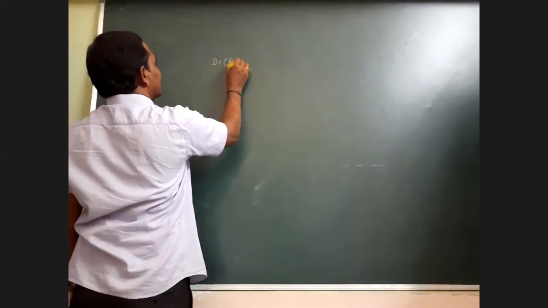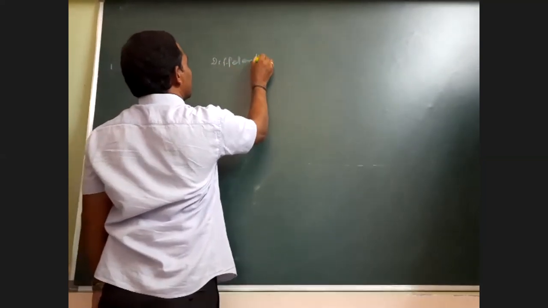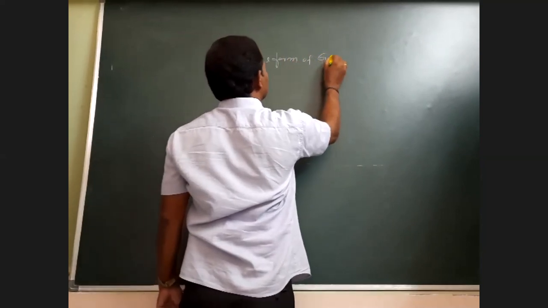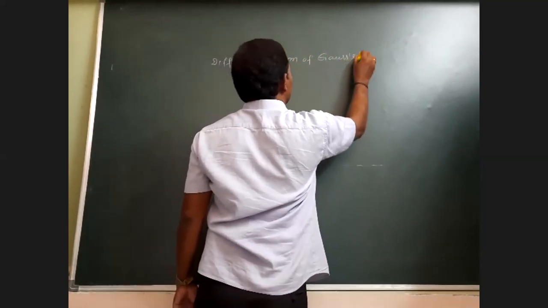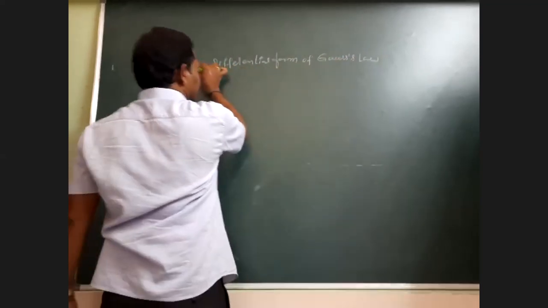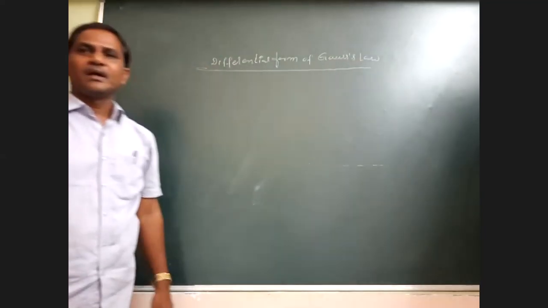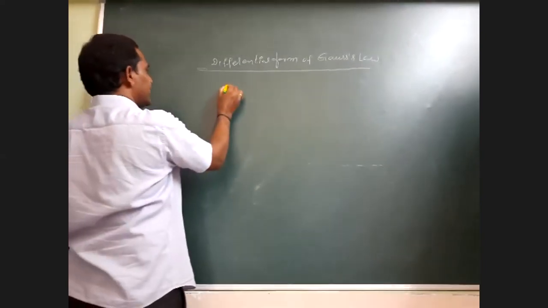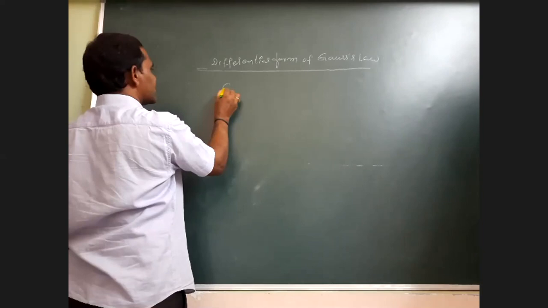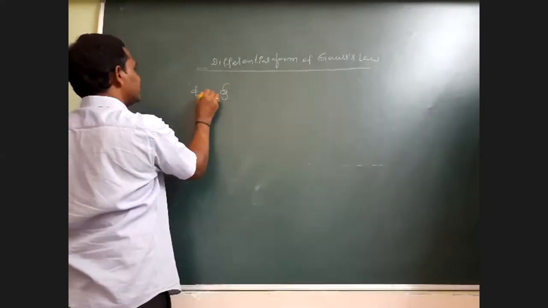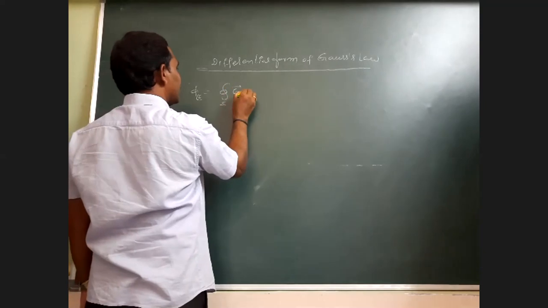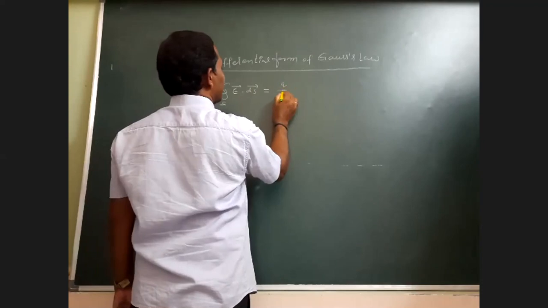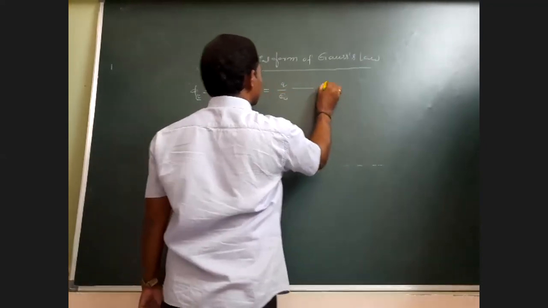Deriving the differential form of Gauss law. According to our previous discussion, what is the integral form of Gauss law? That is phi E is equal to the surface integral of E bar dot ds bar, equal to Q by epsilon naught, right?